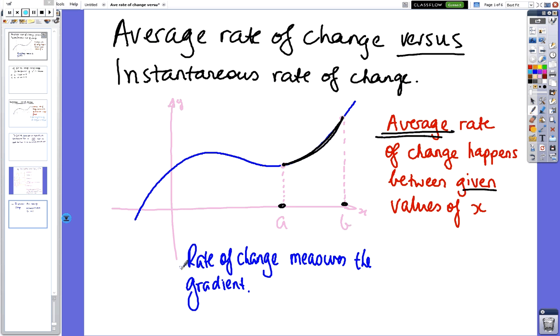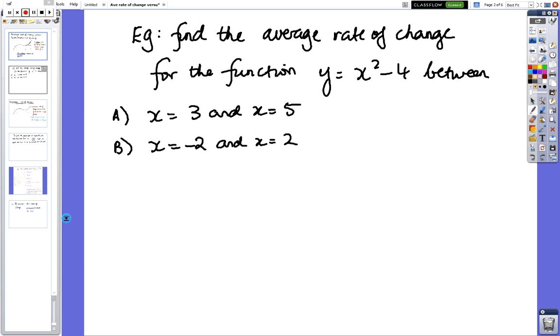So the rate of change is actually just measuring the gradient between the 2 points. It doesn't say what else might happen between the 2 points, it's just averaging what's happening. Okay, copy and come across. So let's have a look at an average rate of change between values for just this one function.